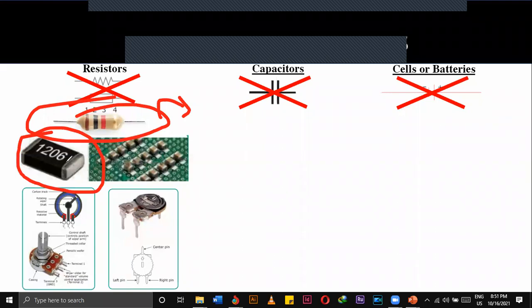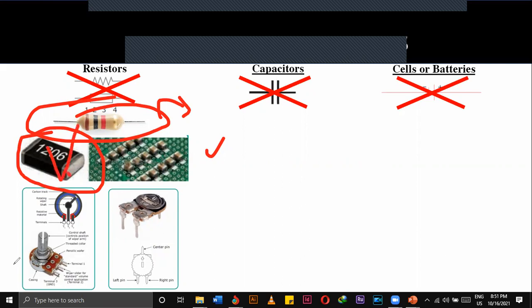You can notice this resistor will be in your smartphones or maybe in your laptops. These are tiny electronics, surface mounting devices, called SMD devices. On those SMD devices, you will see these kinds of things. If you see this, this is the resistor.